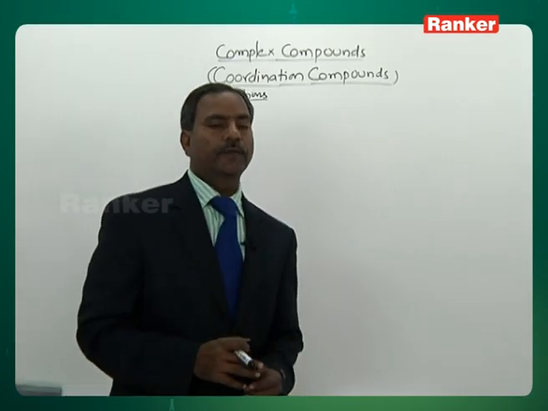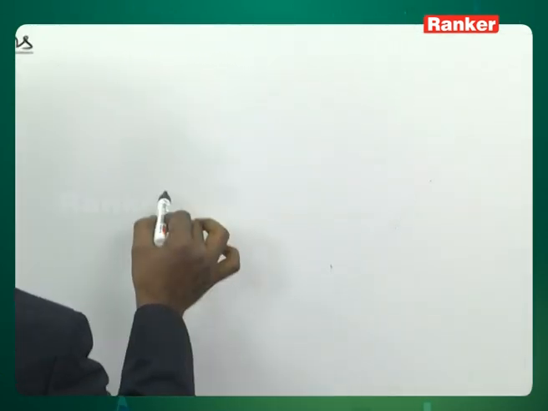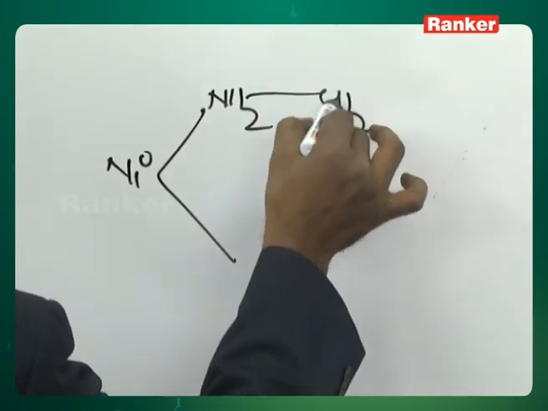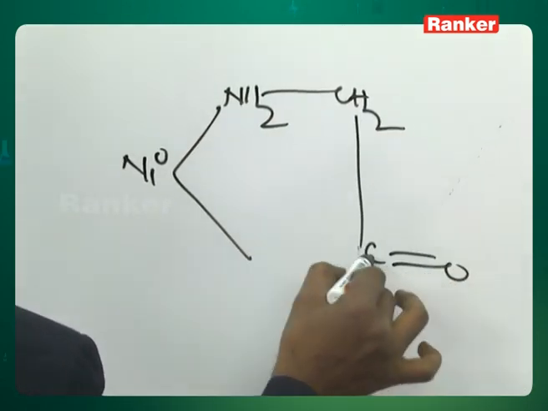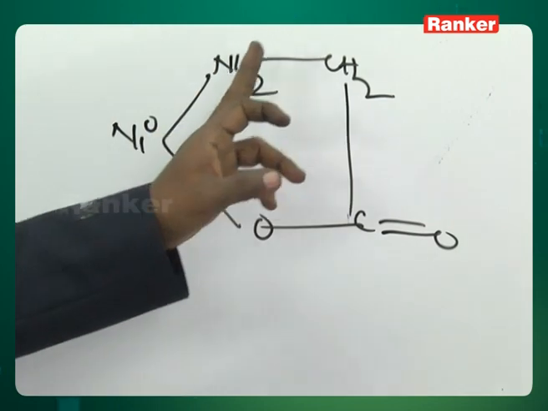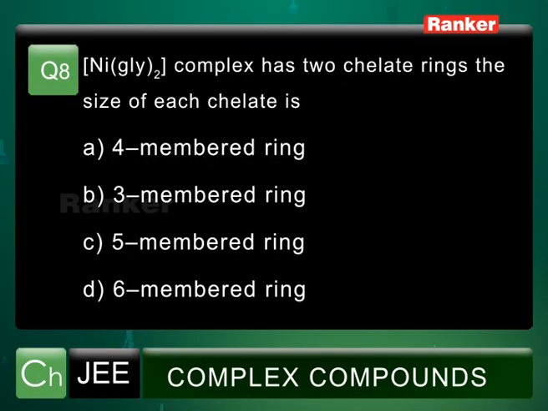Nickel glycinate complex has 2 chelate rings. The ring size of each chelate ring is: option A 4-member ring, option B 3-member ring, option C 5-member ring, option D 6-member ring. Let us see the answer now. Nickel glycinate. I am showing the glycinate ligand on the board, how it is linked to nickel. See, this is the glycinate ligand linked to nickel. So 1, 2, 3, 4, 5. It is also perfectly a 5-member ring. Therefore, the 8th answer is C.